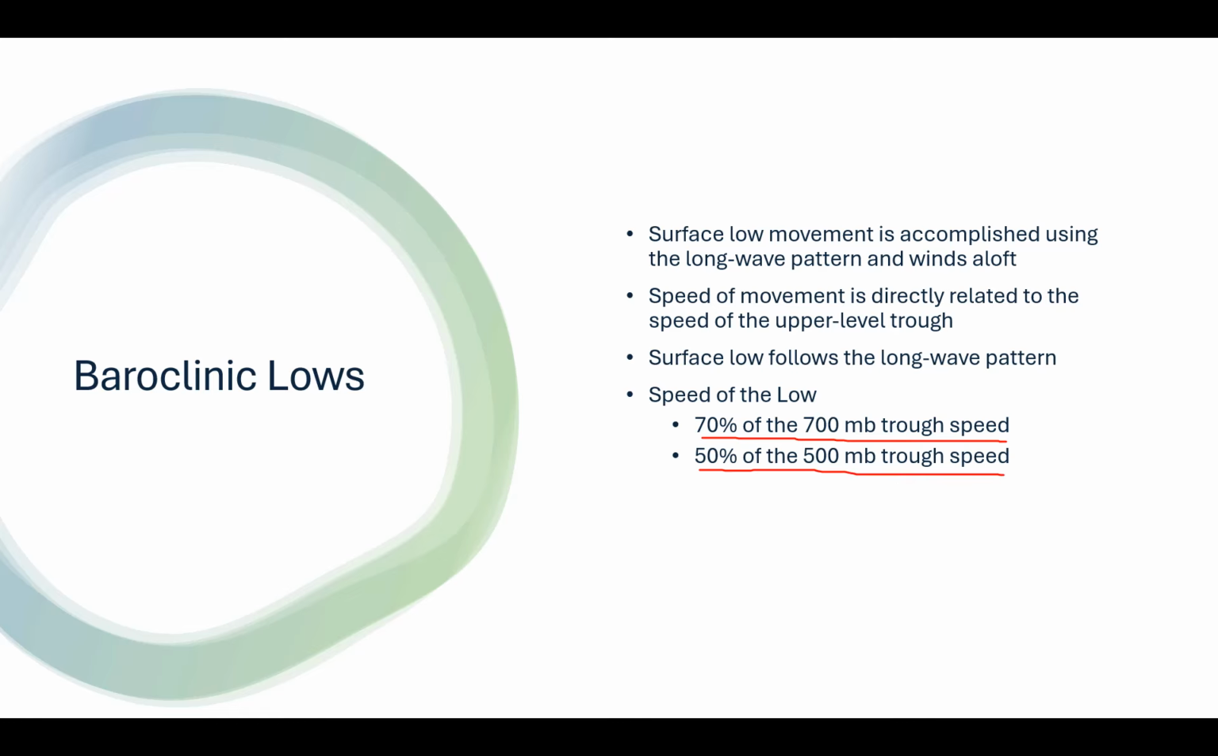So this is a nice little forecasting rule of thumb. If you were to go up and look at the 500 and the 700 millibar troughs and figure out their speed, the speed of the surface baroclinic low is going to be 70% of the 700 millibar trough speed and 50% of the 500 millibar trough speed.